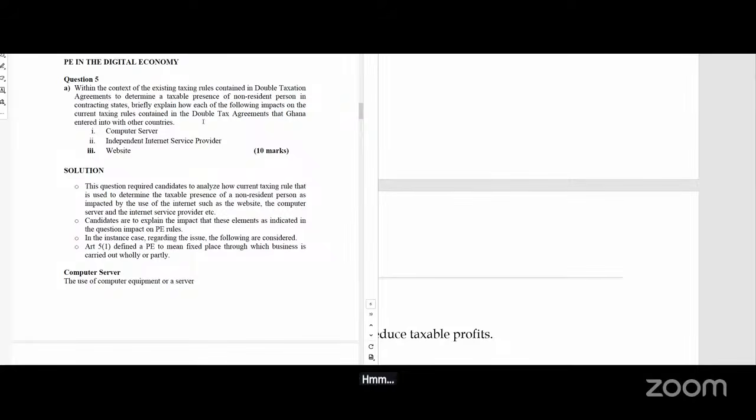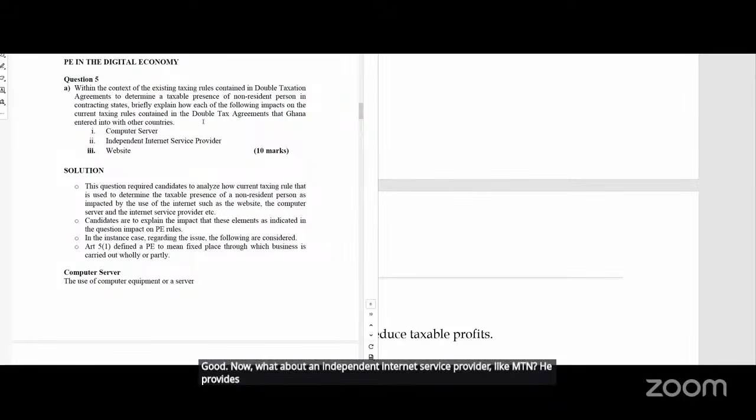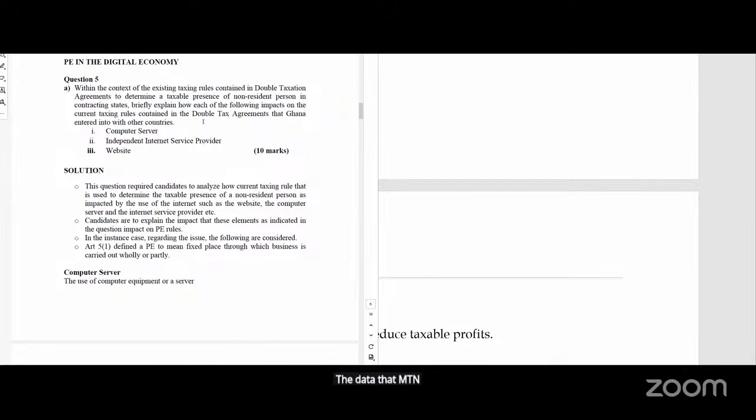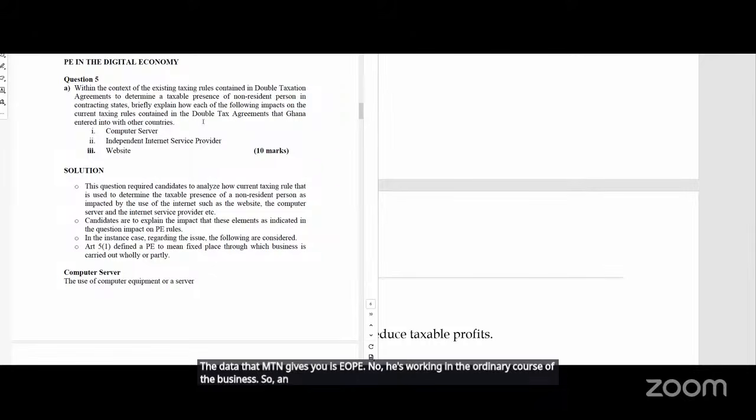Good. Now, what about an independent internet service provider like MTN? He provides internet. Can MTN be your PE? No, he can't. Why? Because it's the data that MTN gives you. Is he your PE? No, he's working in the ordinary course of the business. So an internet service provider can never be your PE.